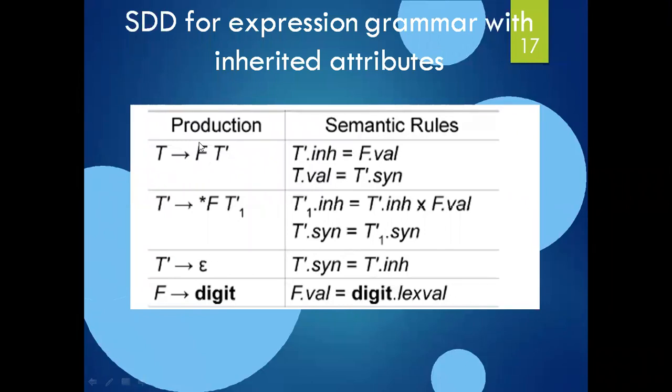And for the attribute val, to which nodes we need to assign it? Only for the nodes like T and F we are going to assign these vals. Why? Because for T dash or T1 dash we are assigning the inherited attribute and the synthesized attribute. See here, inherited attribute and the synthesized attribute.